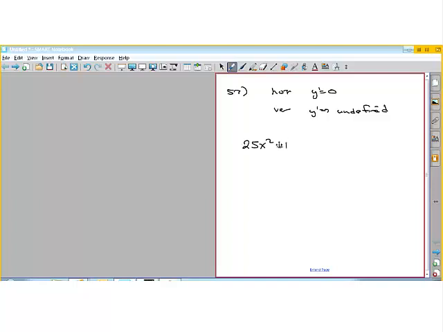25x squared plus 16y squared plus 200x minus 160y plus 400 equals 0. Take the derivative. 2 times 25 is 50, so I get 50x from that. 2 times 16 is 32y prime. The derivative of 200x is 200. The derivative of 160y is 160y prime. The derivative of a constant is 0, and you get 0.